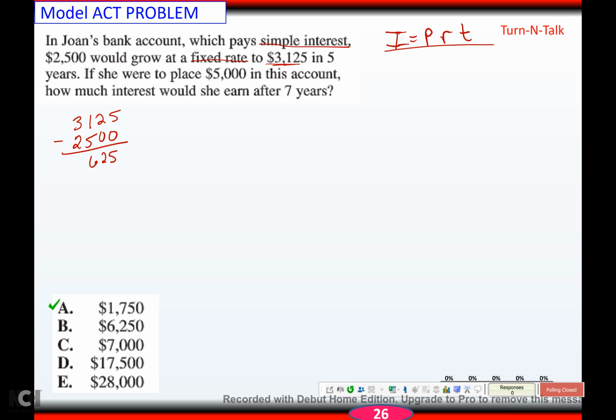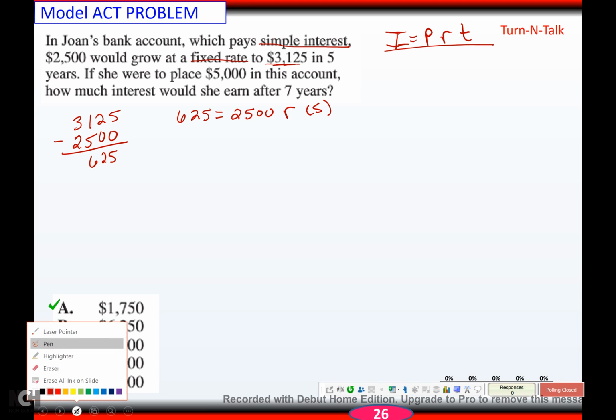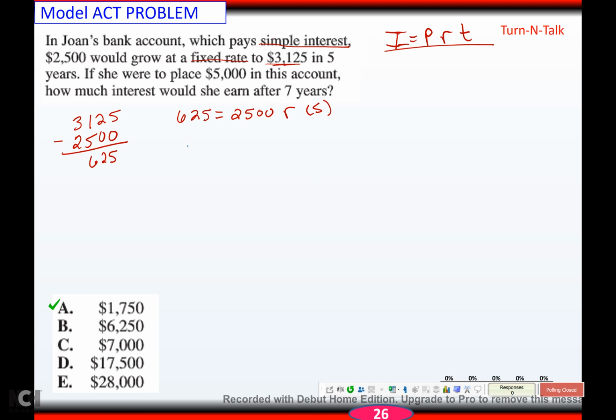So in my first scenario, the interest earned was $625 when she deposited $2,500, that's her principal, times the rate, I don't know, times the time, which is 5. So if I figure out the R, the rate, from this problem, I get 625 equals 12,500R. Divide by 12,500, and I get a rate of 0.05, which would be 5%.